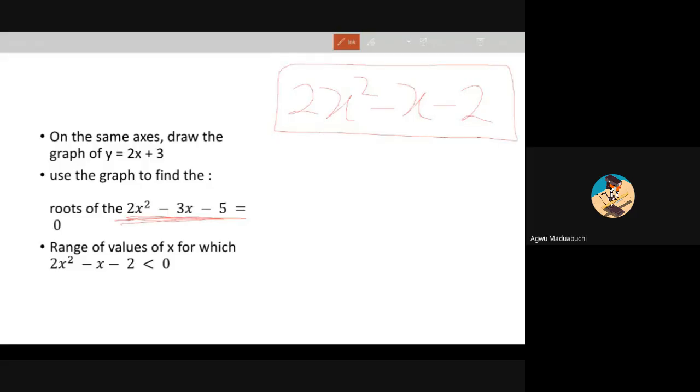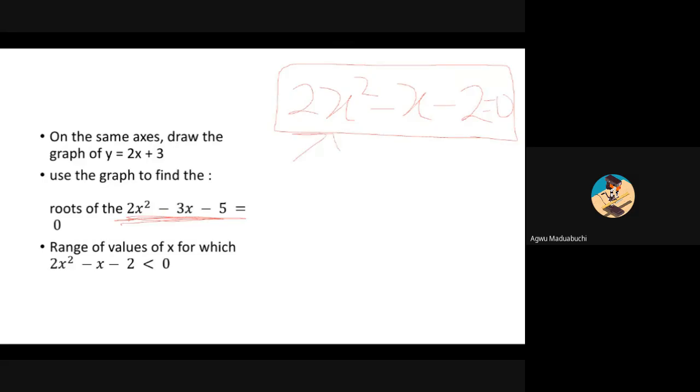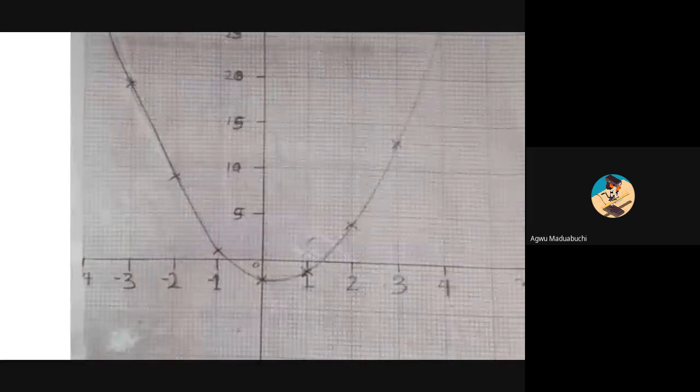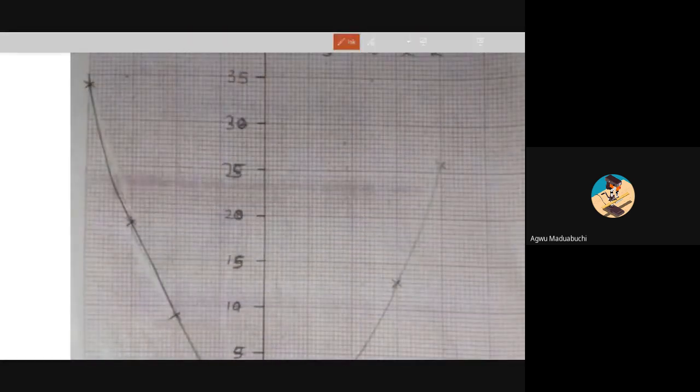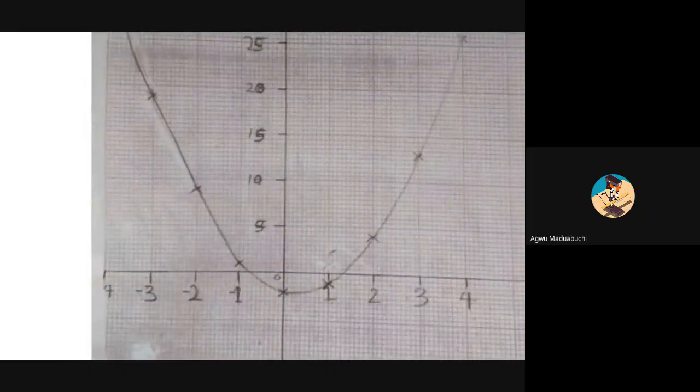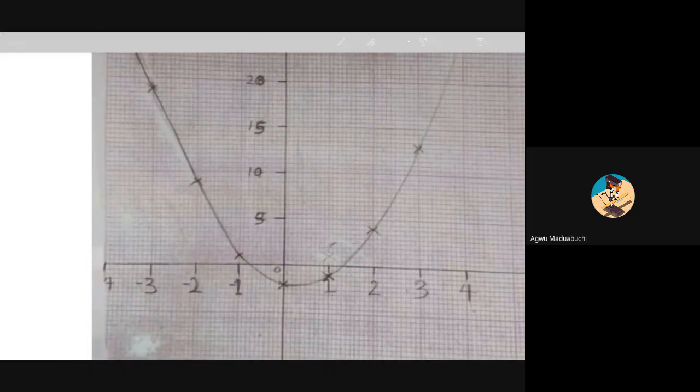From our previous class yesterday, we know that if they just ask us for the root of this equation, we just go to the graph. We look at the graph. Where does it cut the x-axis? At that point, that will be the root of this equation. So we just take these 2 points, here and here, and then we'll read the values. That was what we did yesterday.